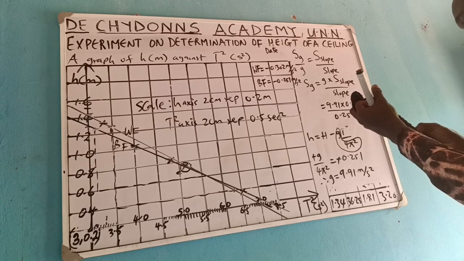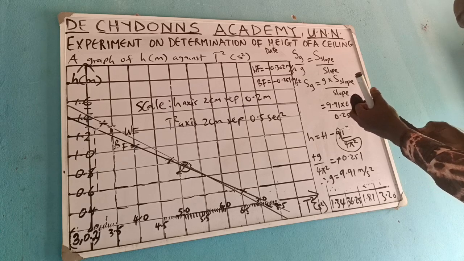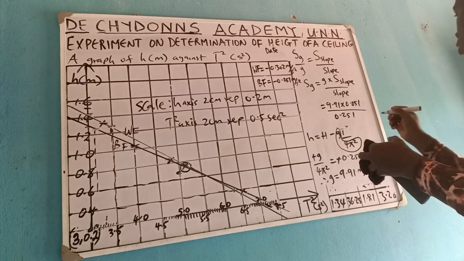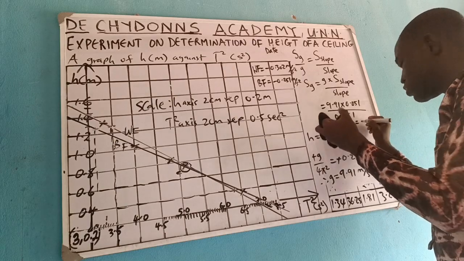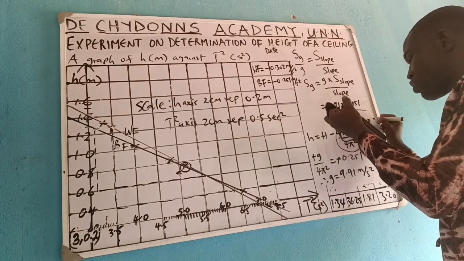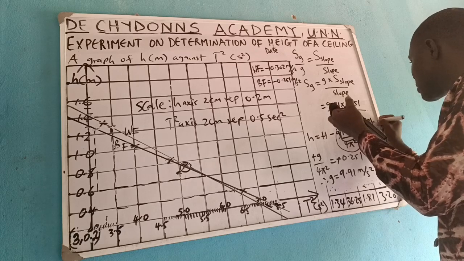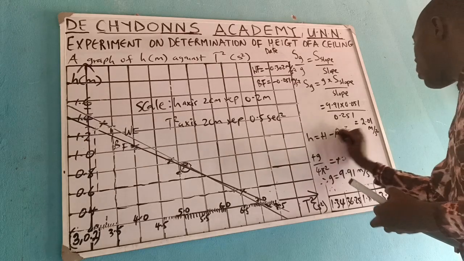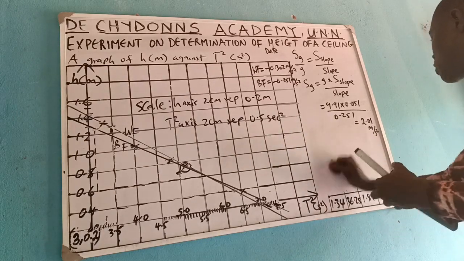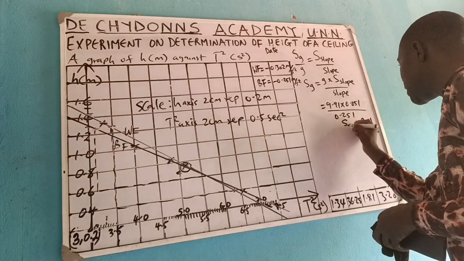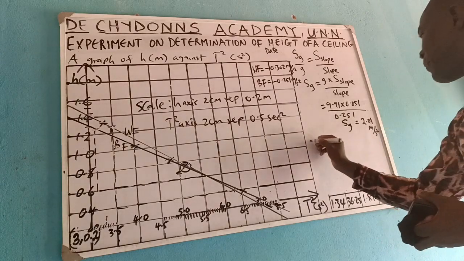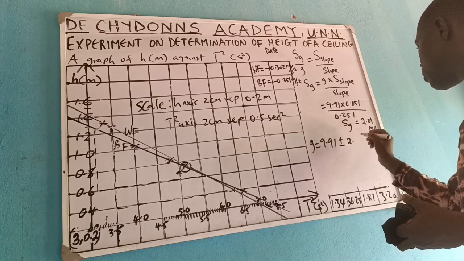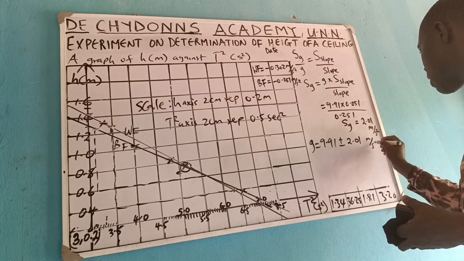So when we say 9.91 times 0.051 divided by 0.251, that will give you about 2.01 meter per second squared. So our standard error in G is equal to 2.01. Therefore, my G will be equal to 9.91 plus or minus 2.01 meter per second squared.